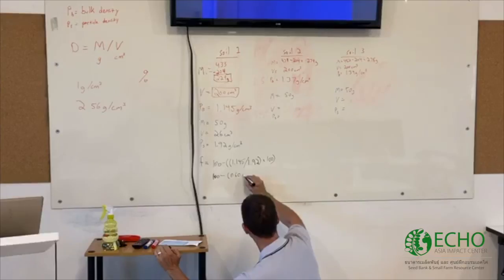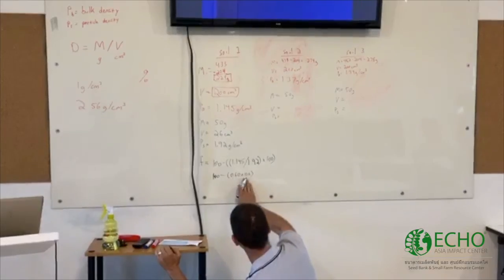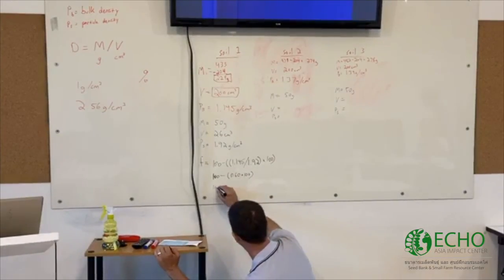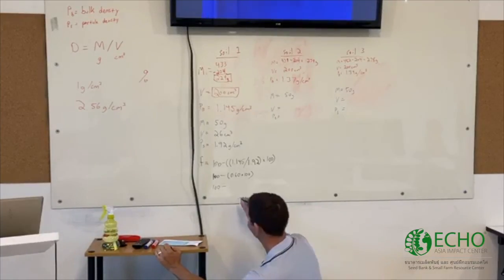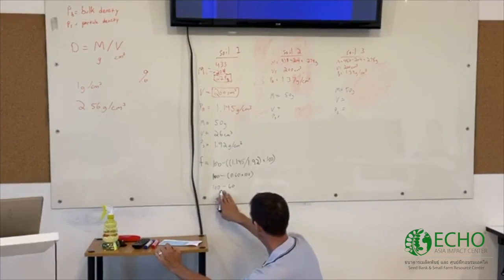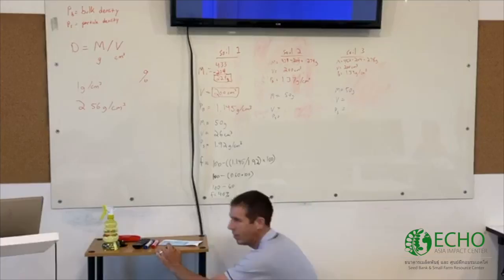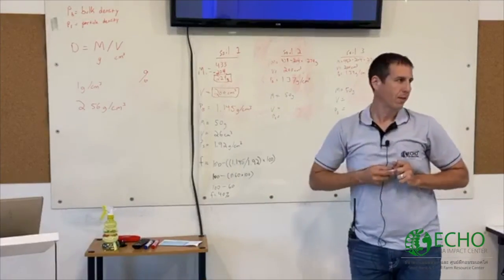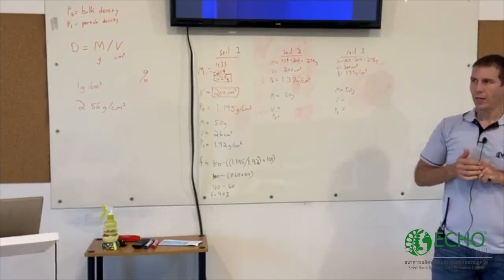0.60. Okay. Now what is 0.6 times 100? 60. Okay. And so 100 minus 60 is 40. So our porosity is 40%. Okay. Let's pause here.